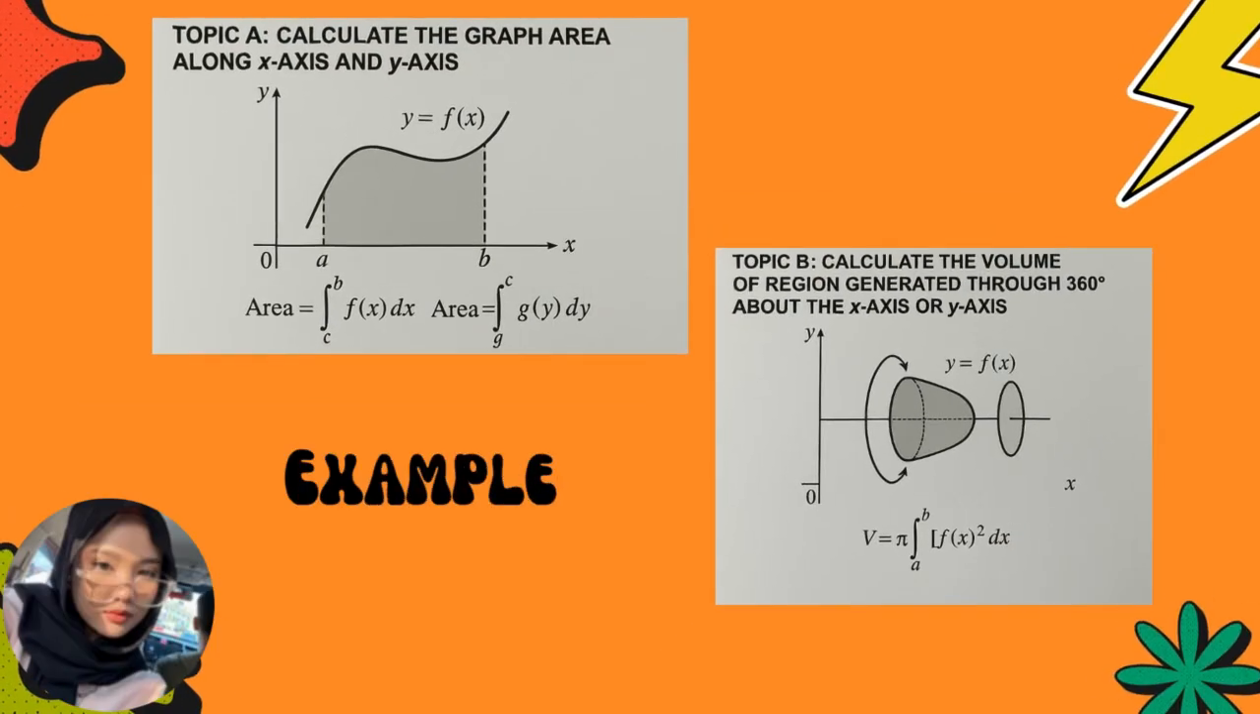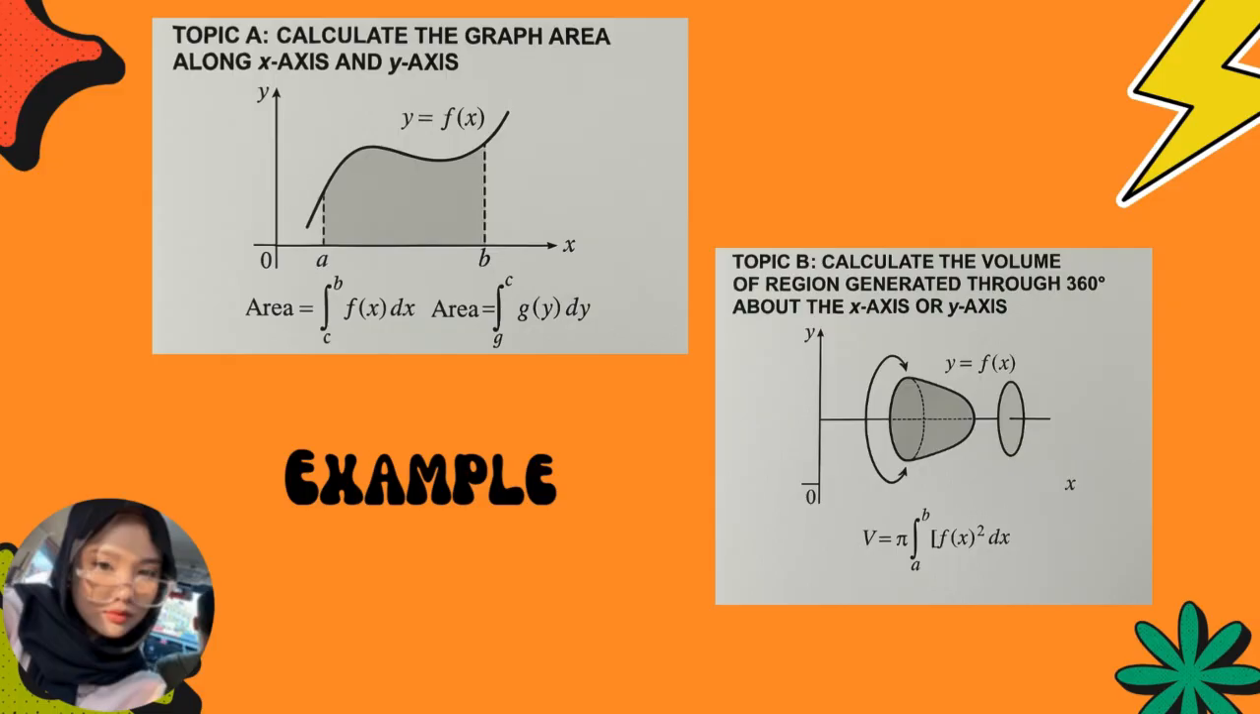Let's look at some examples to better understand topic A and topic B. On the left, we have topic A, which is about calculating the area under a curve. We use the integral of a function either with respect to x or y to find the area under the graph.